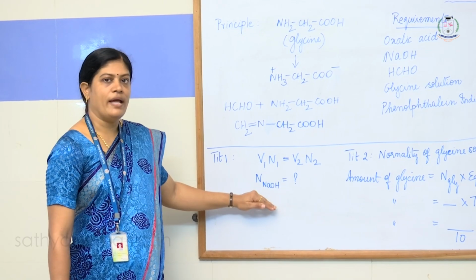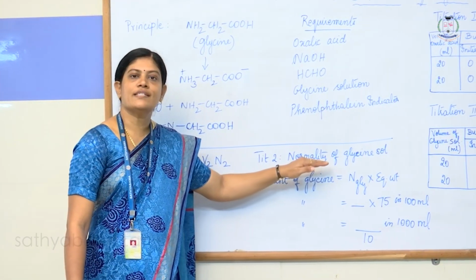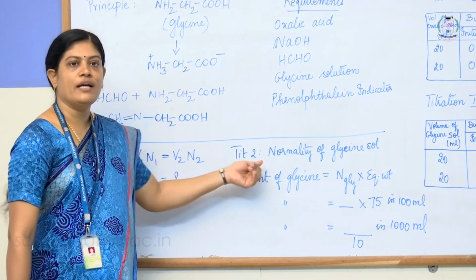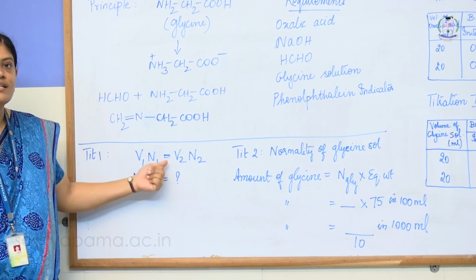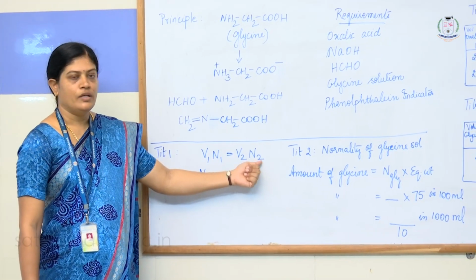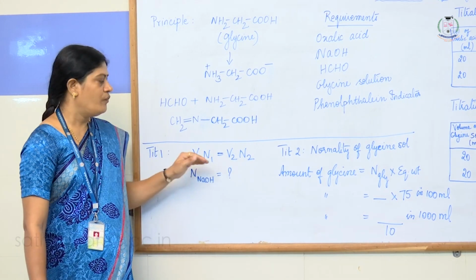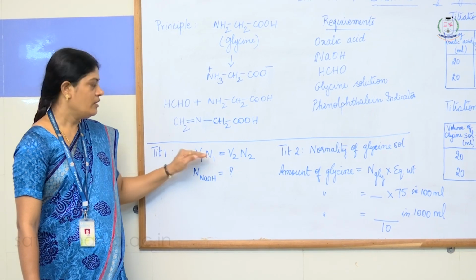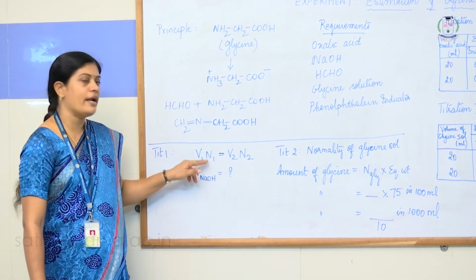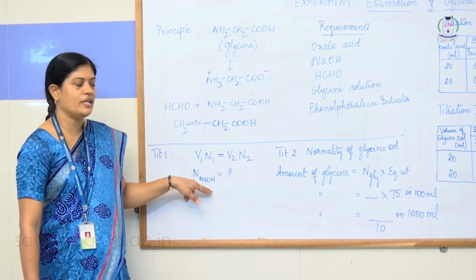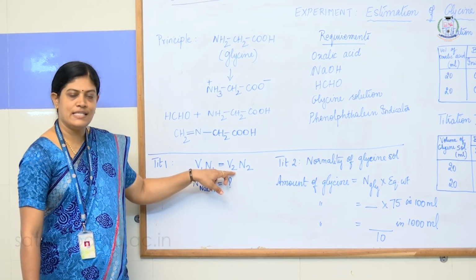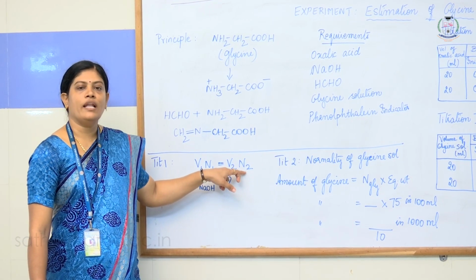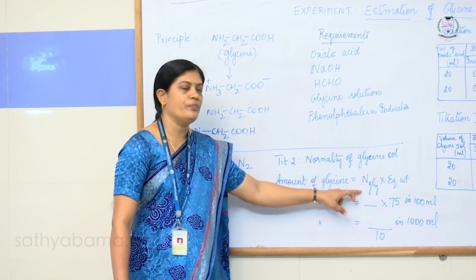Now, this normality is used for the second titration, which is the estimation of glycine. The same formula is used, V1N1 = V2N2. In this case, for the second titration, V1 will be the volume of sodium hydroxide consumed, N1 is the normality of sodium hydroxide obtained from the first titration, V2 is the volume of glycine, which is 20 ml, and from that we are obtaining the normality of glycine, that is N2.